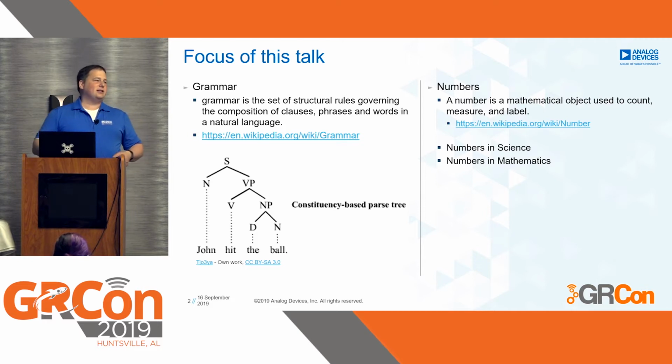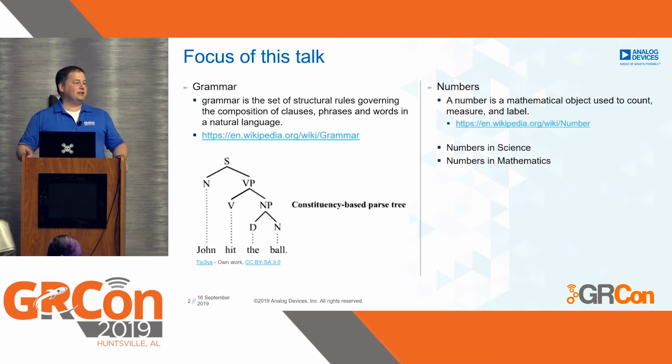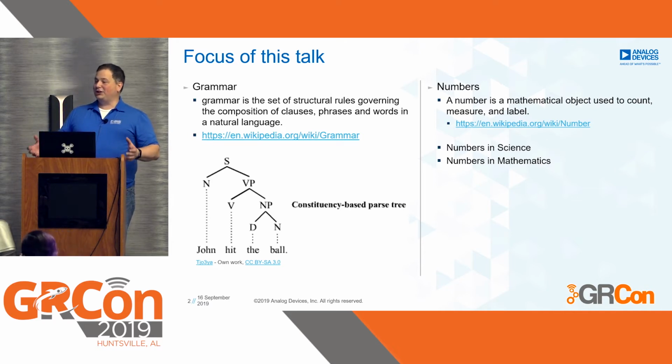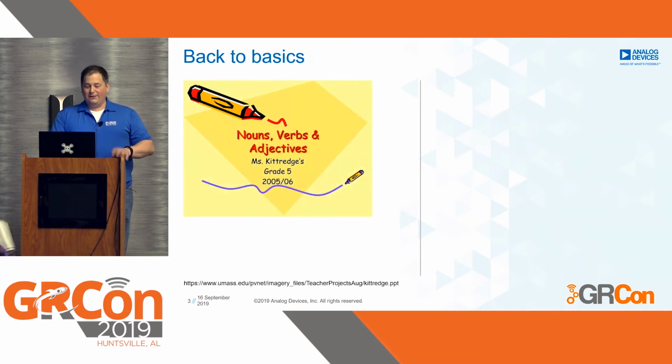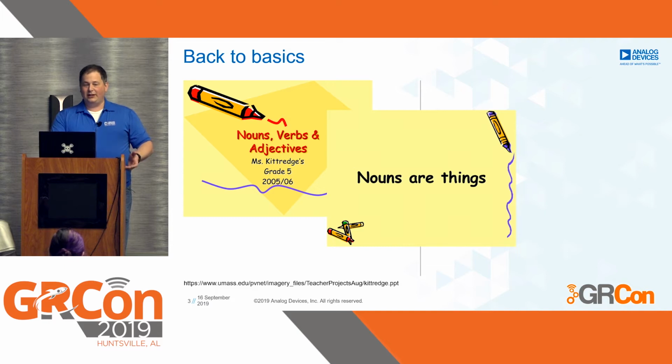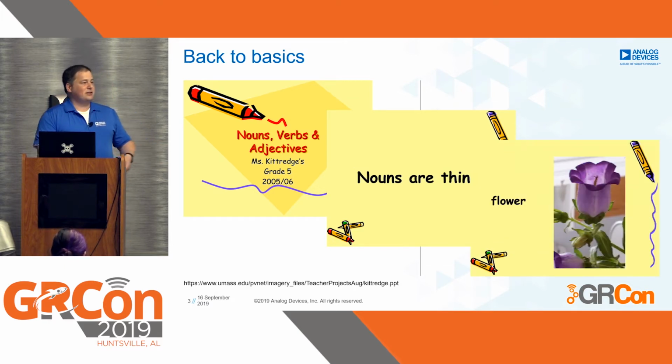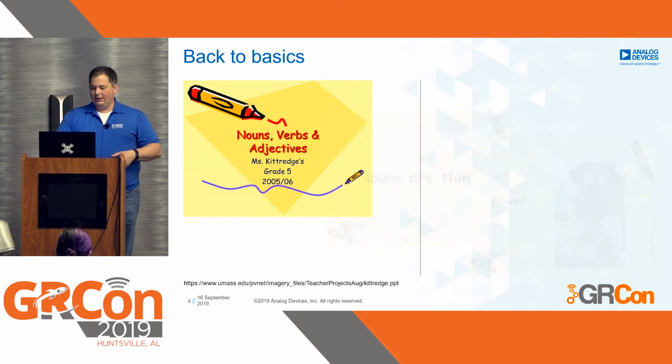And whenever I start these kinds of talks, which are more at the introductory level, I always try to go back to see what other people have done. What we learned in high school or grade school that everybody should have remembered. So I found these great slides from the University of Mass, where this grade 5 teacher, Miss Kittredge, is going over nouns, verbs, and adjectives. And nouns are things like flowers, things like bandwidth, things like samples.